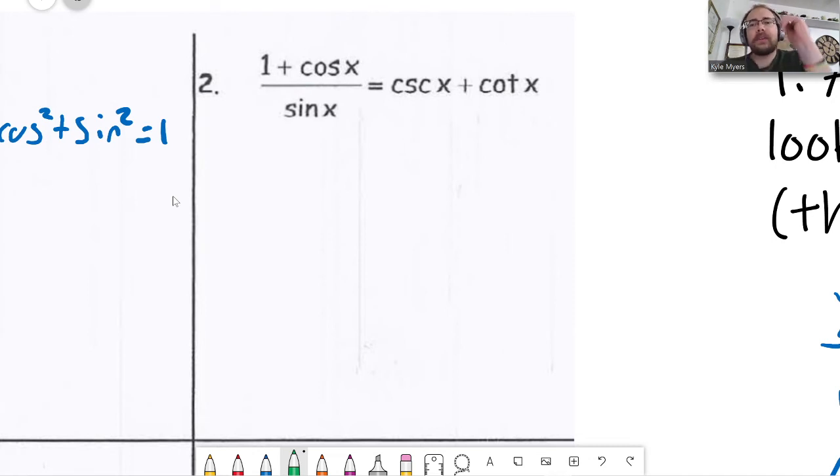Okay. 1 plus cosine over sine is equal to cosecant x plus cotangent x. So notice on the left side I've got like 1 fraction. This is like 1 fraction. Oh, that's much skinnier.